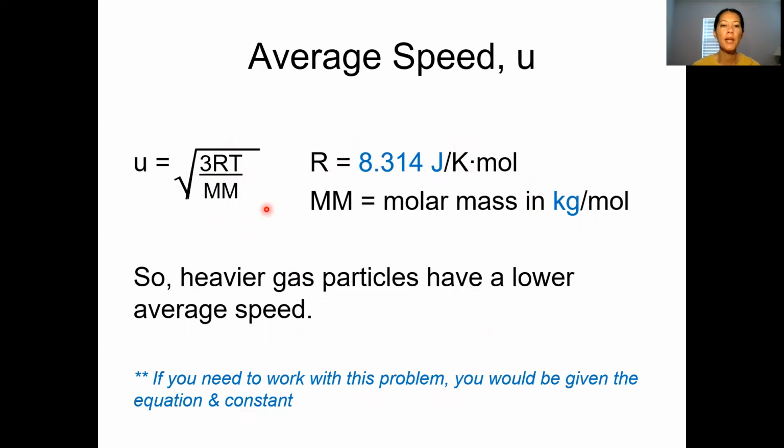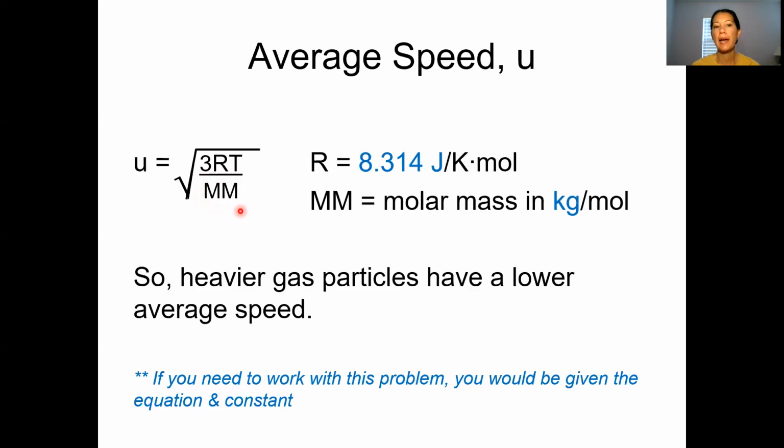But what I really want you to get out of this is just think about these variables, temperature and molar mass. How does changing the temperature or molar mass affect the speed of a particle? So again, these are particles moving around at random. If you increase the temperature, what are you doing? You're increasing the energy of that system. So there's more energy, the speed will increase.